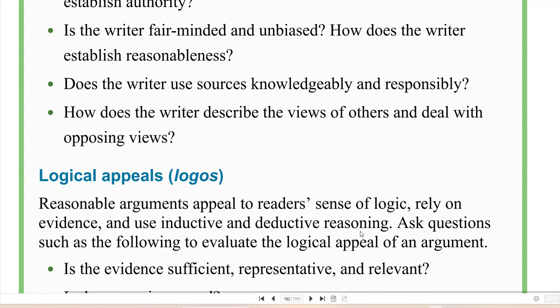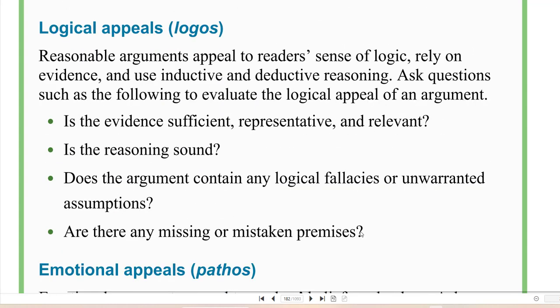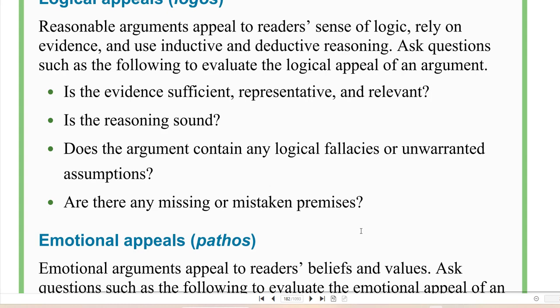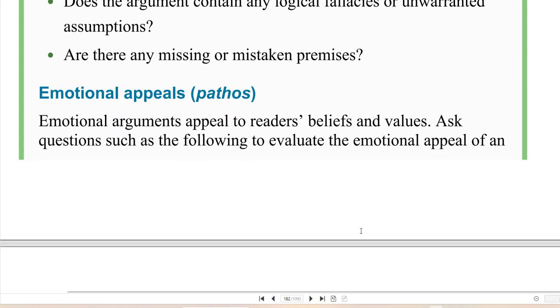Logos. Reasonable arguments appeal to a reader's sense of logic, rely on evidence, and use inductive and deductive reasoning. Ask questions such as the following to evaluate the logical appeal of an argument. Is the evidence sufficient, representative, and relevant? Is the reasoning sound? Does the argument contain any logical fallacies? Are there any missing or mistaken premises? Emotional appeals, pathos.